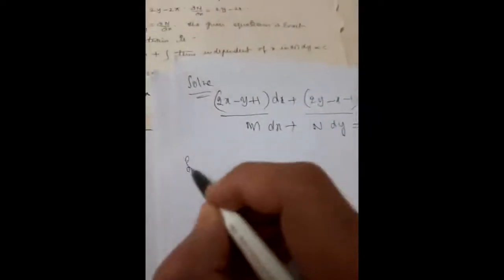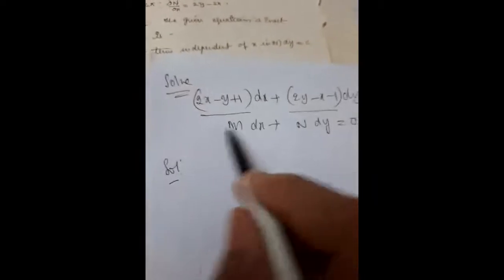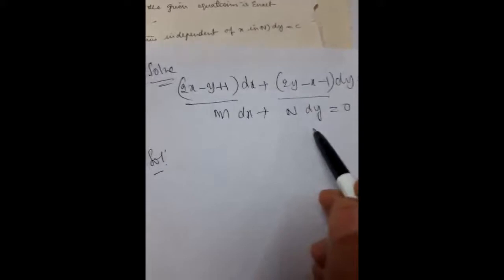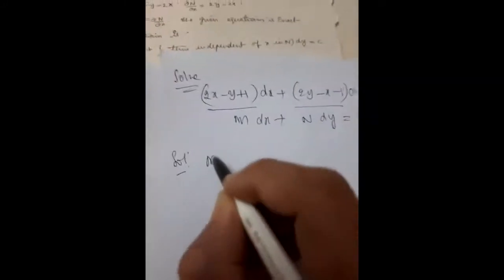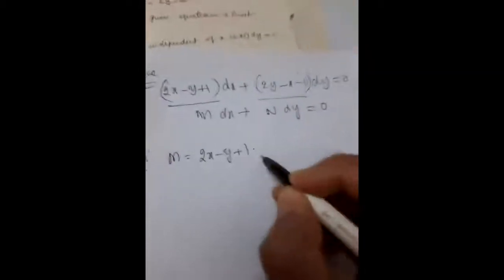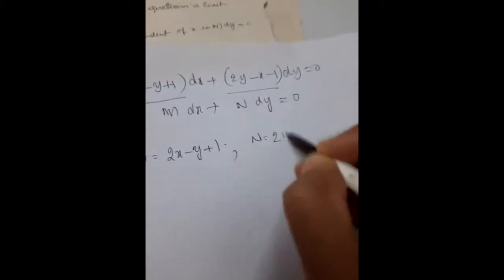Now let us see the solution. The given differential equation is of the form M dx plus N dy equal to 0. Now what is your M? Where M equals 2x minus y plus 1, and your N equals 2y minus x minus 1.